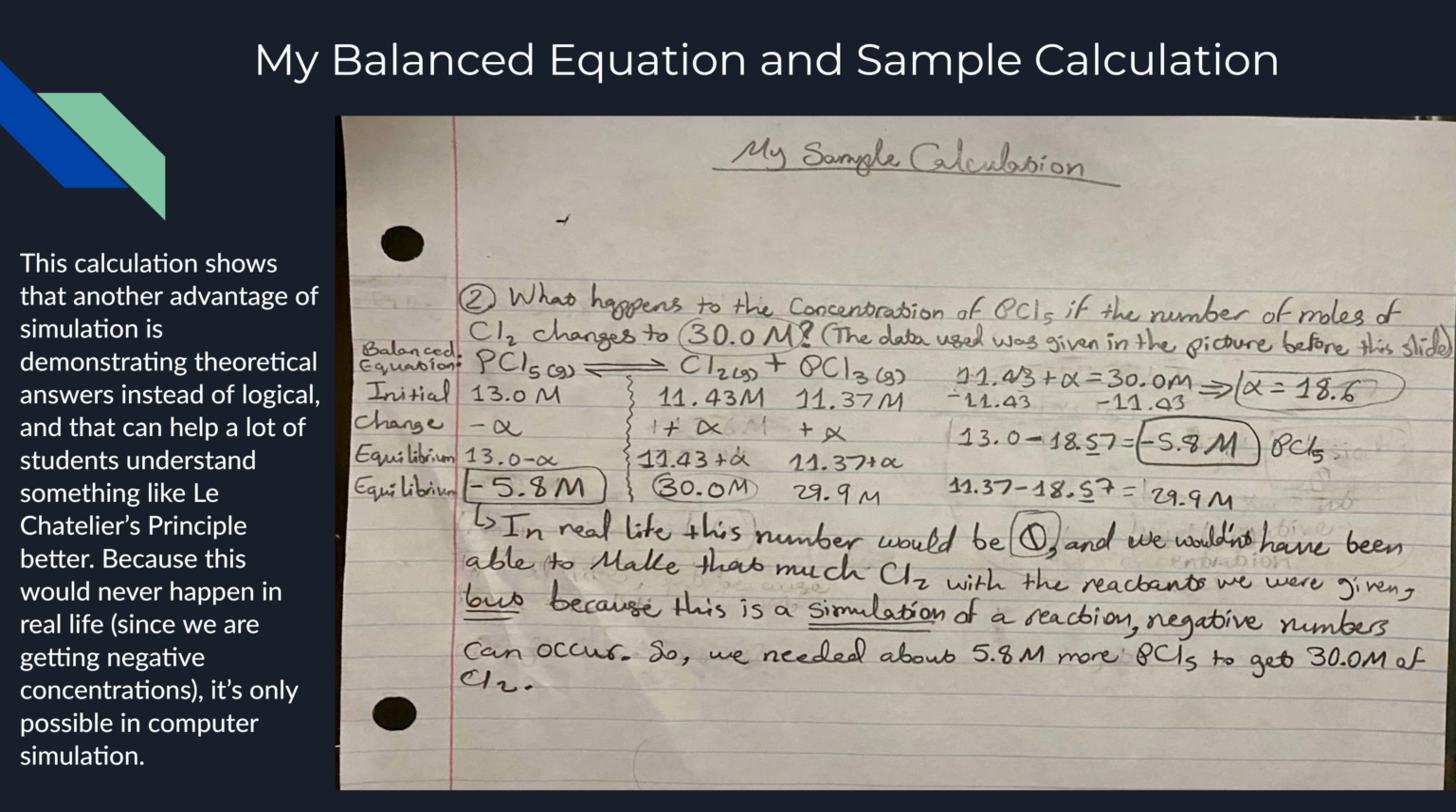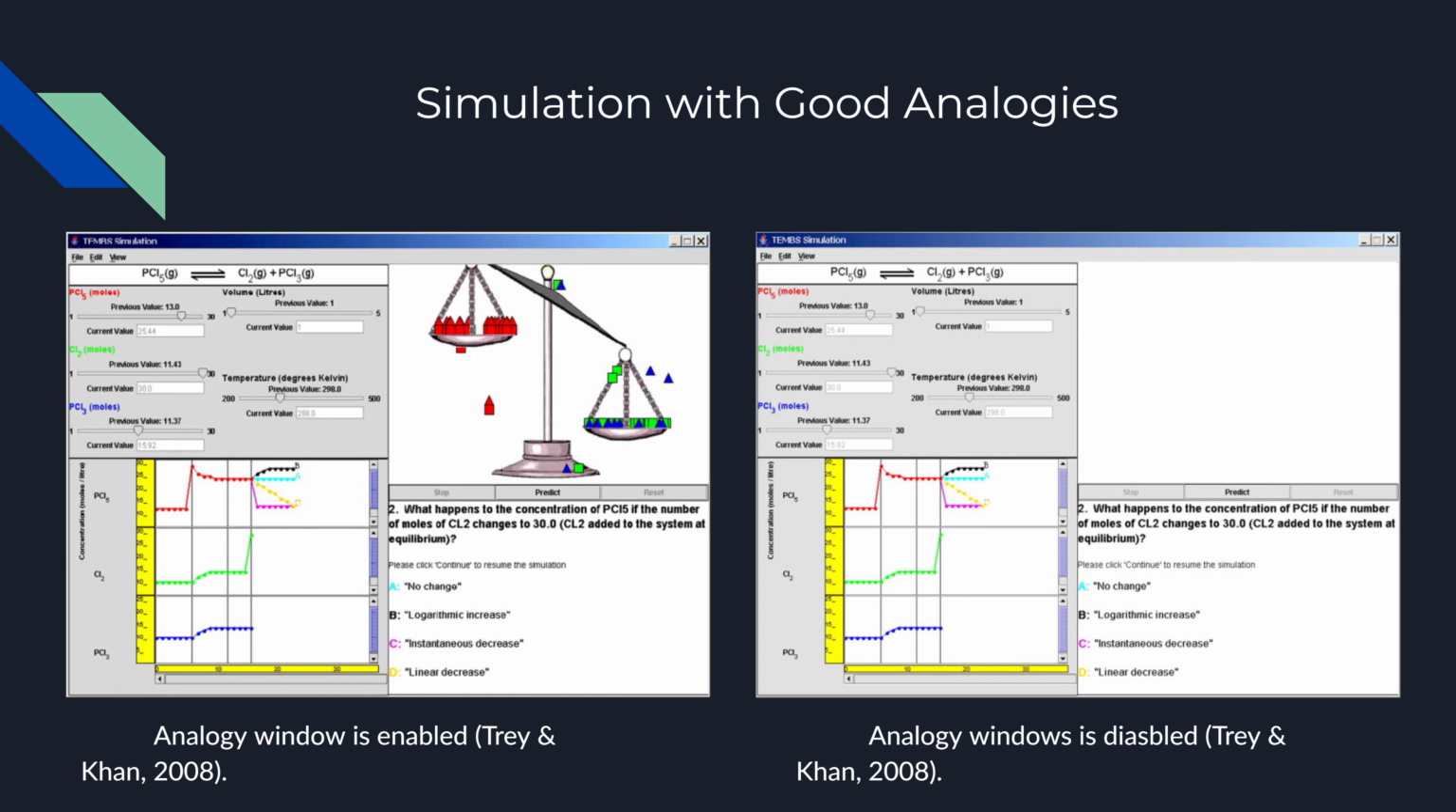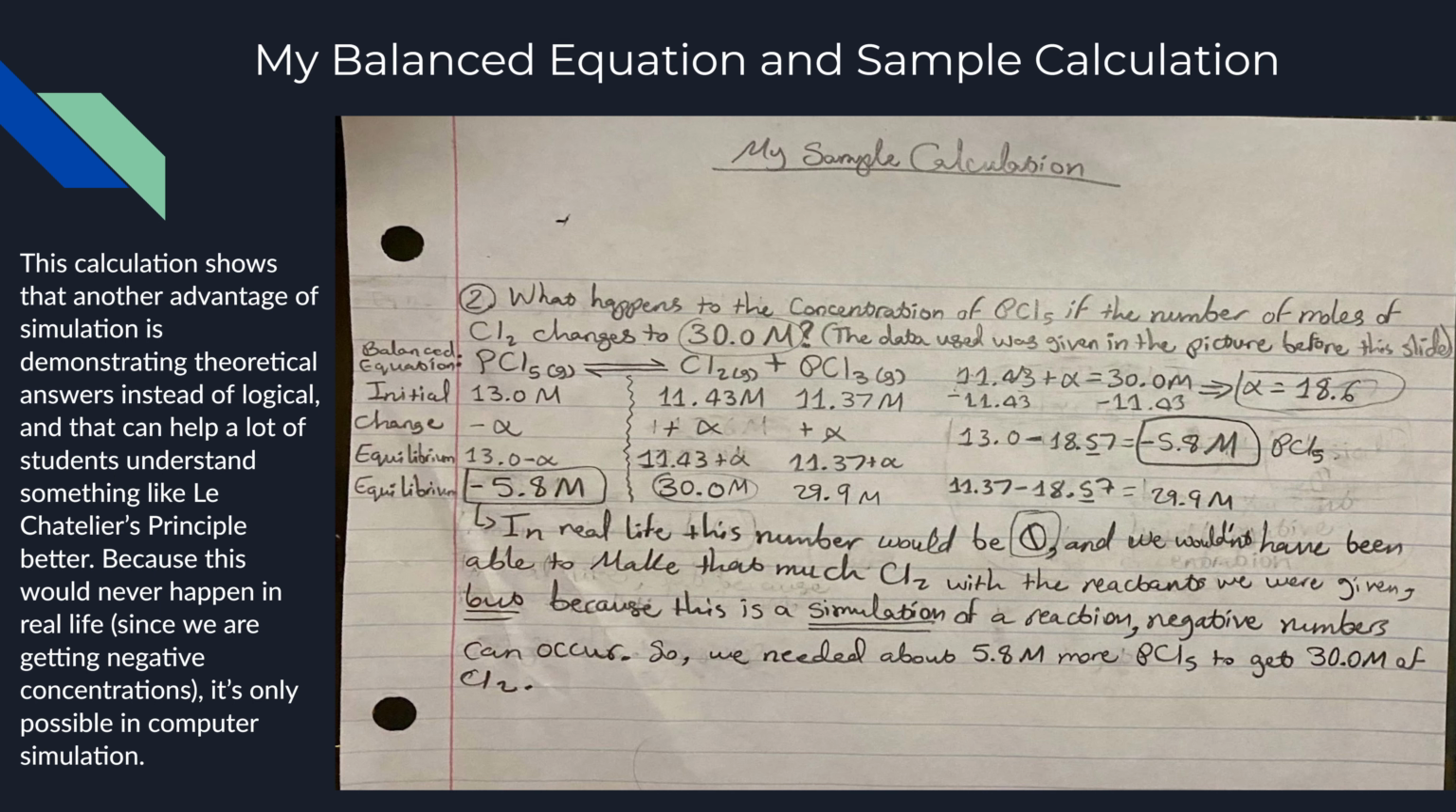And this is my sample calculation and balanced equation. It uses the numbers from this Le Chatelier simulation, and I basically solved the question: what happens to the concentration of PCl5 if the number of moles of Cl2 changes to 30.0 moles? So there you go. The number in the end changes to 30.0 moles, and eventually I get an answer of negative 5.8 moles of PCl5.